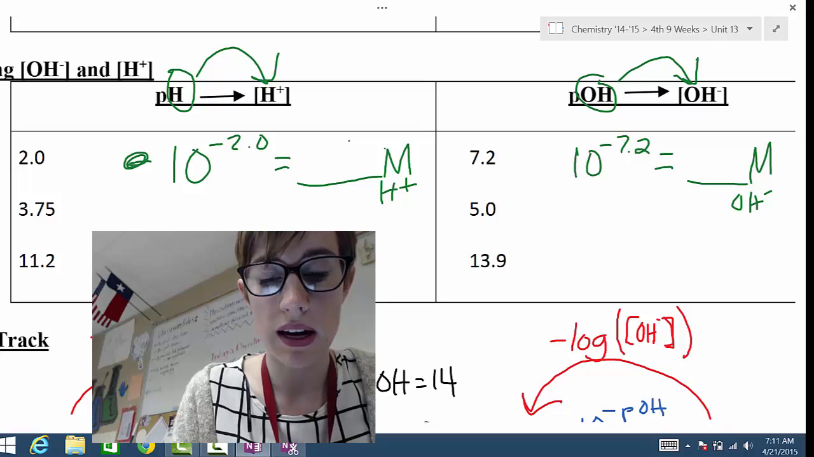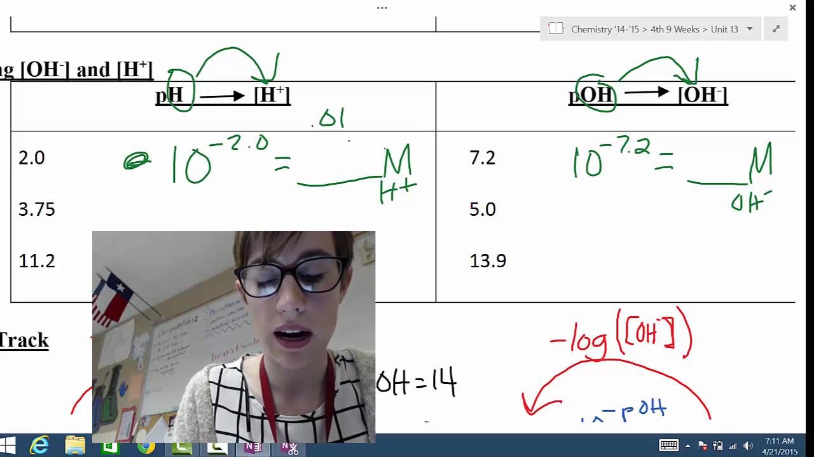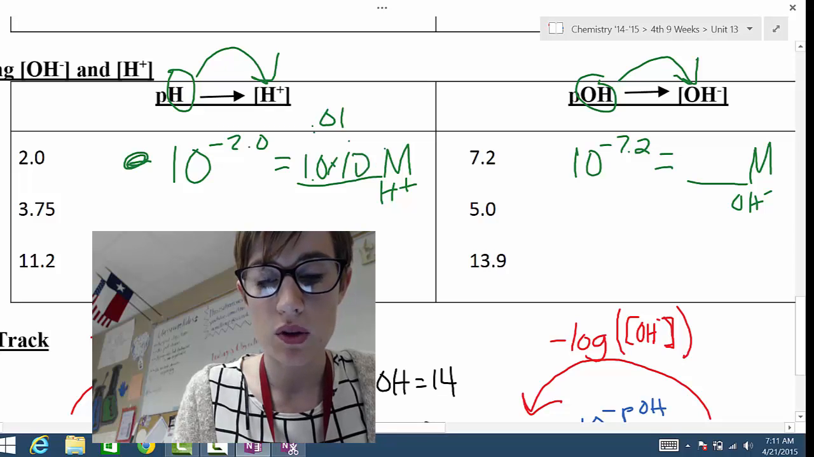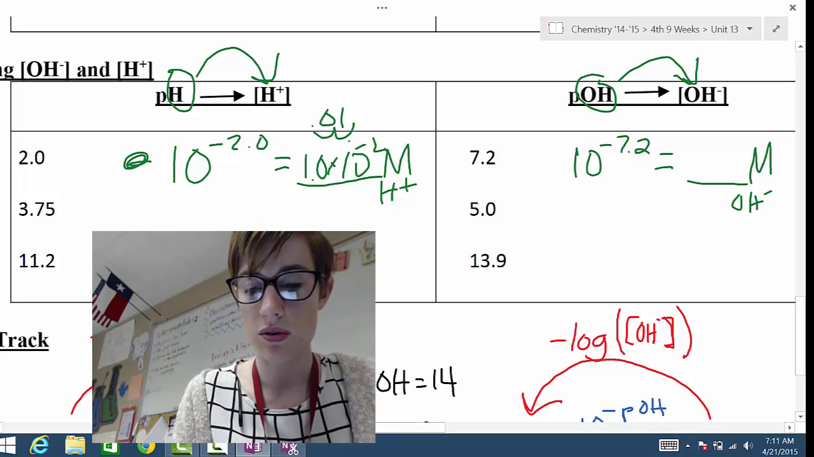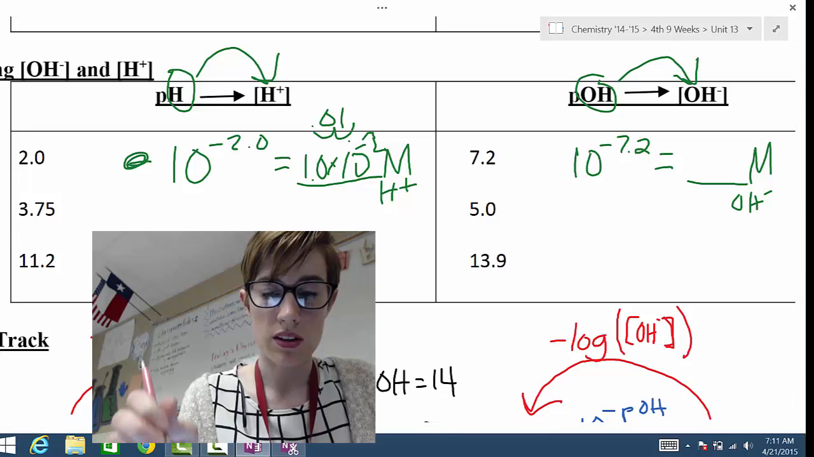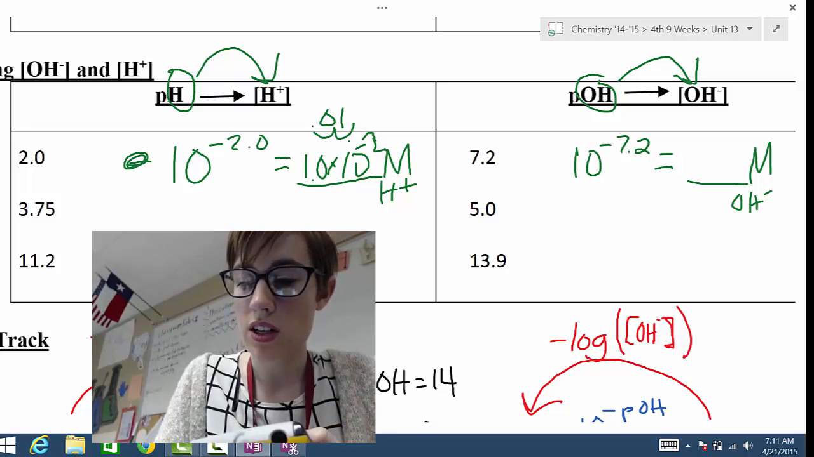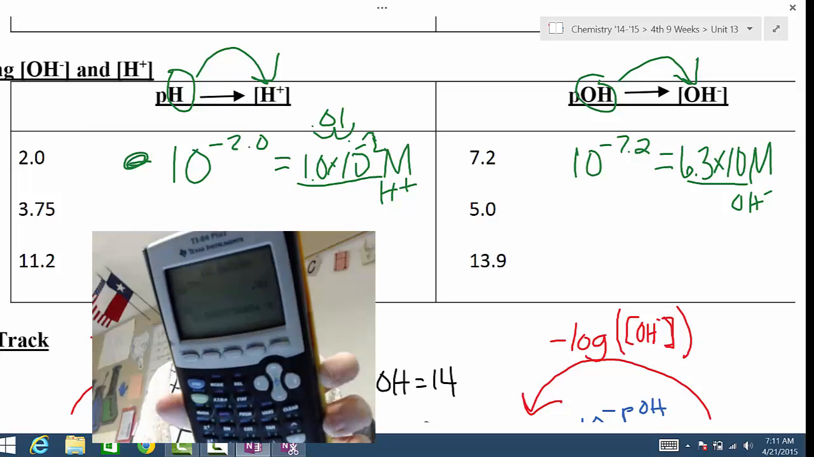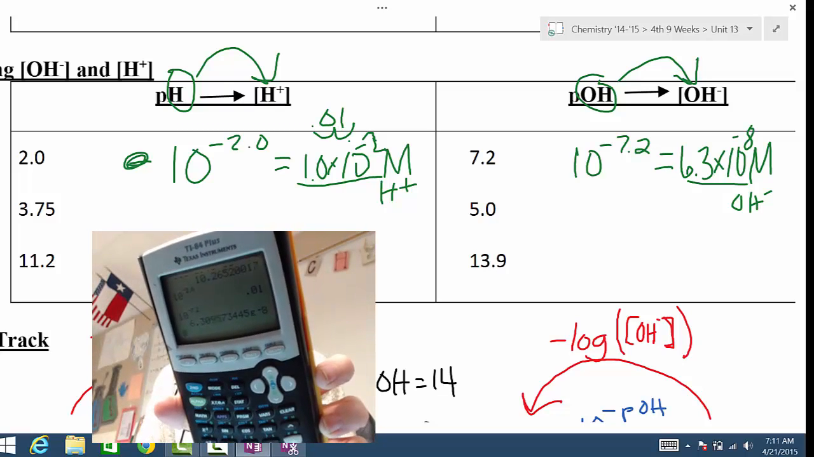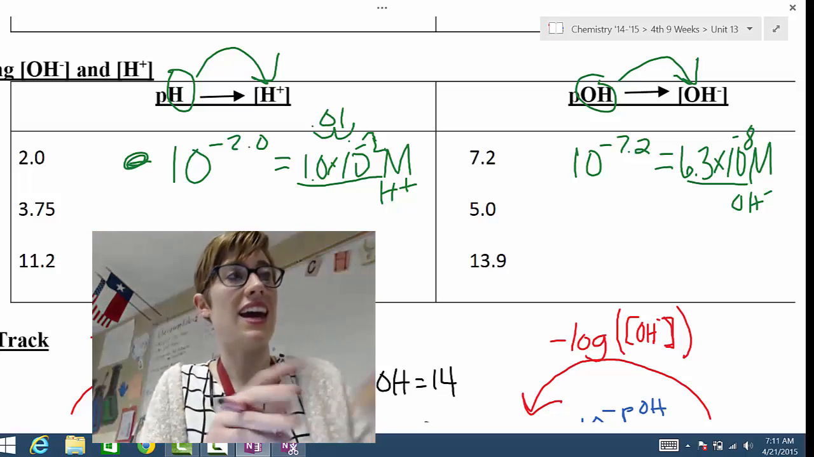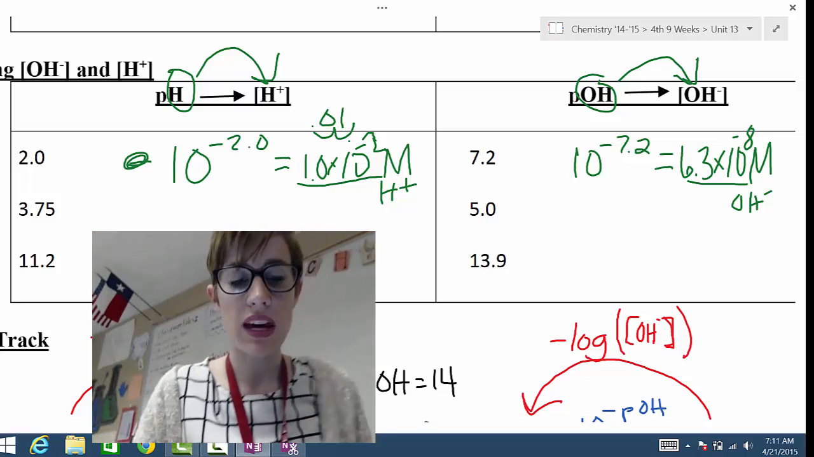standard notation. So in my calculator, this came out as 0.01, but I have to rewrite it as 1.0 times 10 to the, and I moved it twice, so it's negative 2. My 2's are coming out weird on this, sorry. And then this one, I do 10 to the negative 7.2. And this one, it's already given to me in notation, which is great. Anytime you see the E, that means times 10. So it says times 10 to the negative 8th, and I am done with pH and pOH.